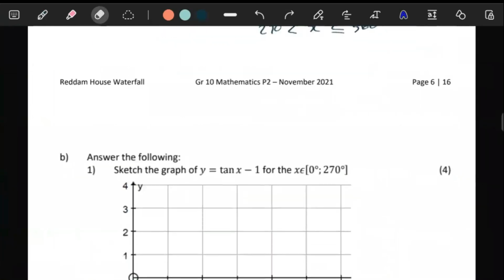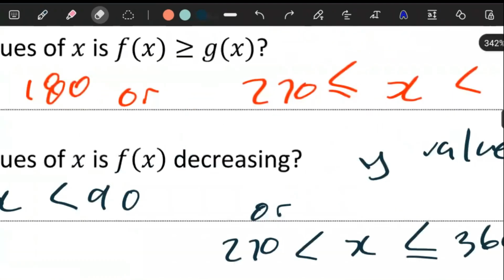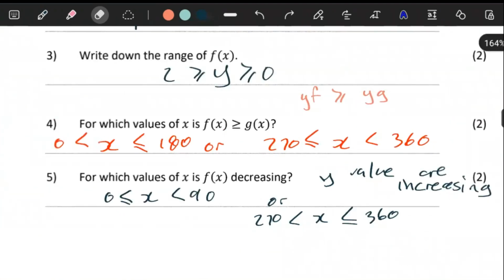B, what does B say? B seems like a fairly interesting question, as it should. Because, wait, did it say increasing or decreasing? Oh, decreasing. I read increasing. So what I wrote down here is the one where it's increasing.